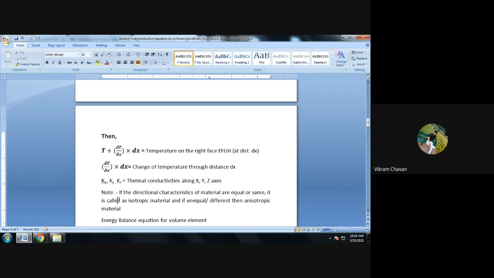Now here we need to apply the energy balance equation. Energy balance means what? How much entered the element, how much exited from the element, and how much is stored in the element. So the balance of this energy: how much heat is entered, how much heat is leaving that particular element, and how much heat remains in that element. So the heat energy balance of this element in such a manner will be considered as the energy balance equation.